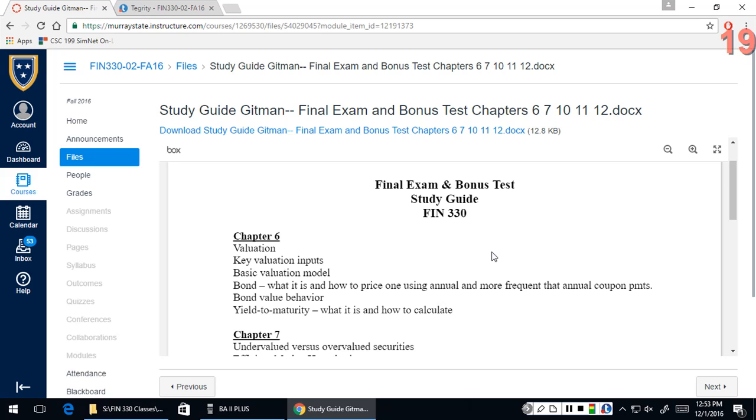So for example, in chapter 6, we talked about valuation. What are some valuation inputs? What's the basic valuation model look like? And then we converted that to valuing a bond. And then we talked about bond value behavior, and that was if a bond sold for a discount or a premium, why was that? And then we talked about the yield to maturity. So what is the yield to maturity? How do you calculate it? So that was from chapter 6.